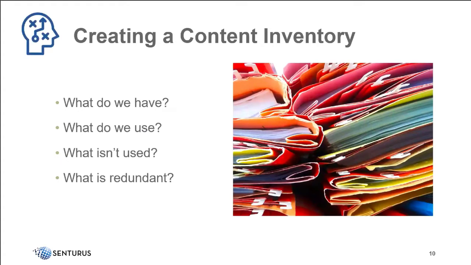The first thing you do in any migration is you need an inventory of your content. You need to know what's out there, right? What do we have of everything that's out there? What is actually being used? What isn't being used? And what's redundant? Because you often find copies of copies of copies of reports out there. So even though you might have, say, 3,000 reports in your environment, if you dig a little deeper, you may find that a bunch of those are just copies of each other, and you really have far fewer unique reports than you may think.